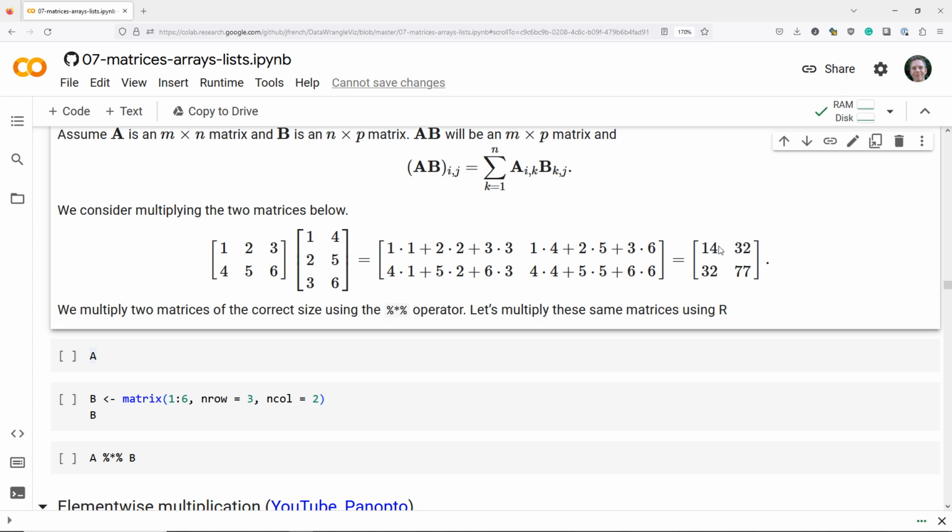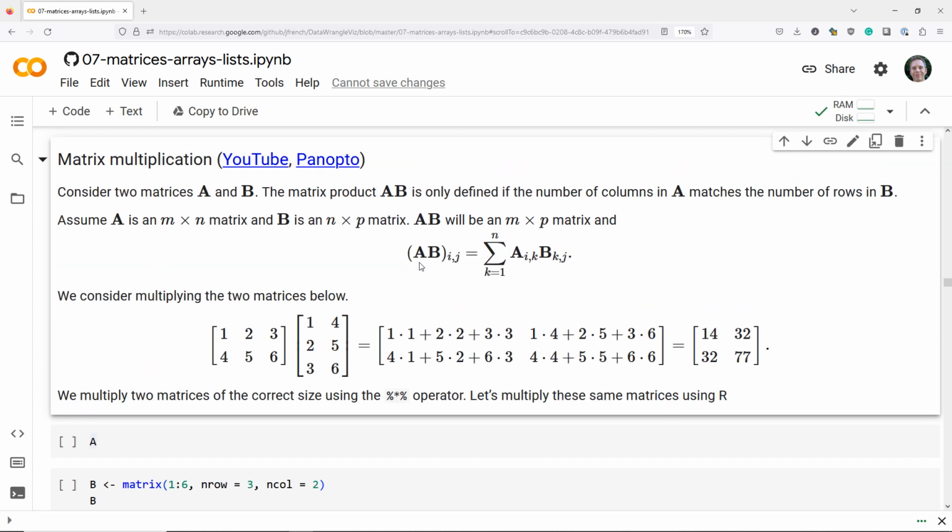If we compute those sums, we get 14, 32, 32, and 77. That's our 2 by 2 matrix that we end up with. And you can generalize that to more rows and more columns as needed. So that's how we do matrix products in general. That's kind of the definition, the process for computing matrix multiplication.